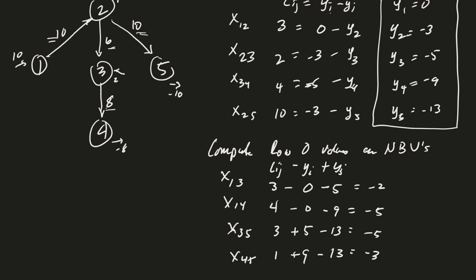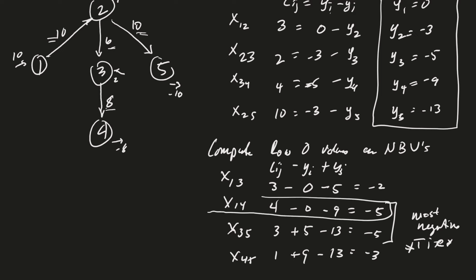So what do we do here? We look for the values that are most negative. And we see that we have a tie. And so there's lots of ways you can deal with a tie. In my case, I think we'll just go ahead and pick the first one. And so what we're doing here is we're picking an arc to come in, and so arc 1, 4 will come in as a basic variable. Okay, or I should say x14 will come in as the basic variable.